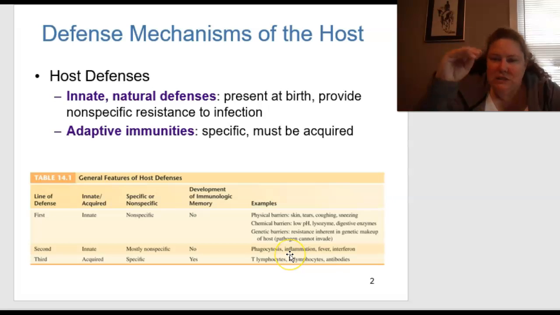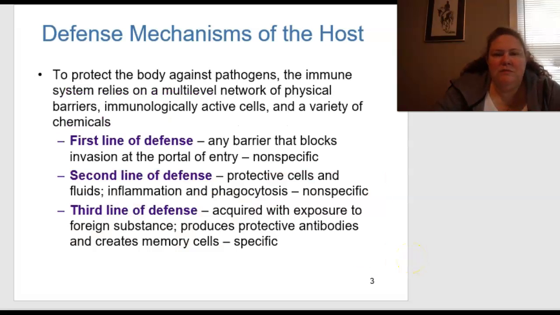These are phagocytosis, like those Pac-Mans that are going to eat those microbes, right? Inflammation, fever, infection, or interferon. So basically, our body's trying to fight off the bad things that are happening. And then our third line of defense would be things like T lymphocytes, B lymphocytes, and antibodies that we're going to develop as we age and get exposed to different parts of the world.